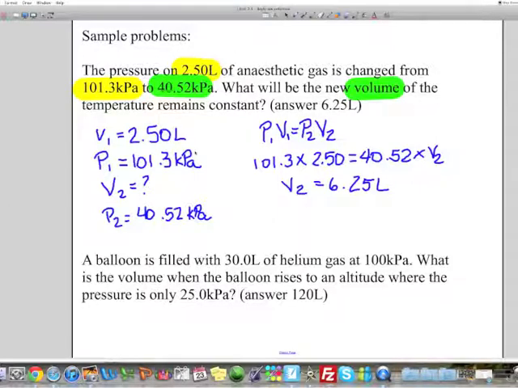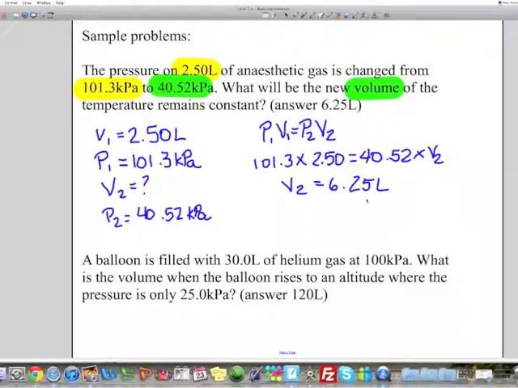So I have my variables here. So P1, V1 is what I have in yellow here, and what's in green is P2, V2. So here's the equation I used. I plugged in my numbers. My answer is 6.25 liters. Now don't forget, if you look at sig figs, you have 4 significant figures, 3 significant figures, 4 significant figures. So the smallest amount being 3, my answer will be 6.25 liters.